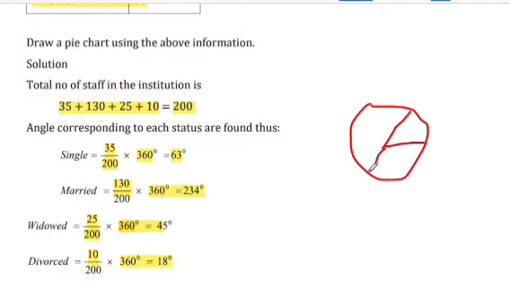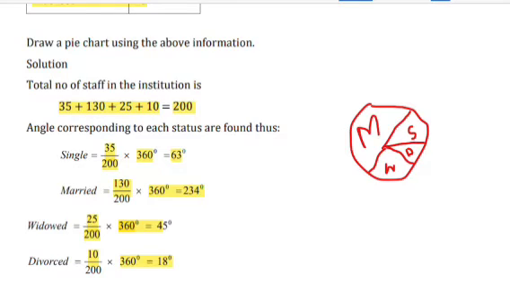That angle should be greater. Then the next one is 45 degrees. You measure 45 degrees, and the remaining one should be 18 degrees. So this one is a little bit bigger than 18. The last one should be 18 degrees. So this will represent single, married with the largest sector. Then we have widowed. Then we have divorced. I'm just using letters to write them because of time.